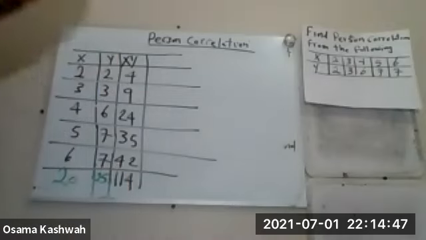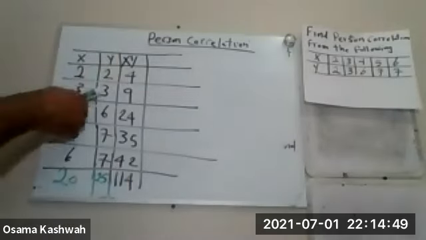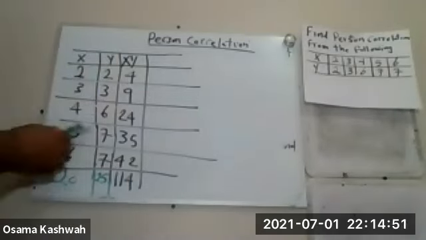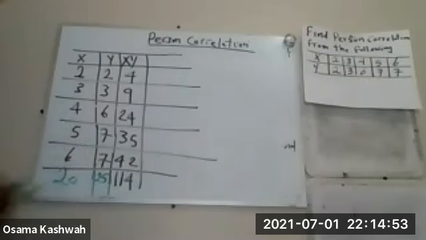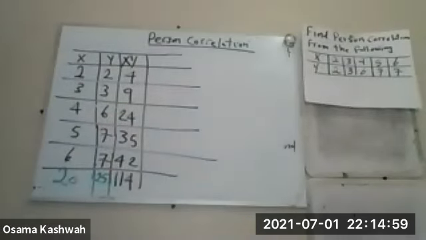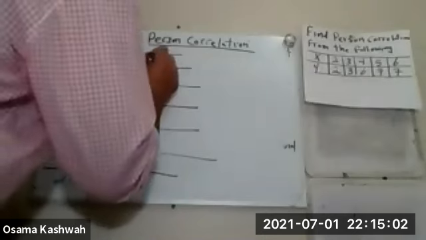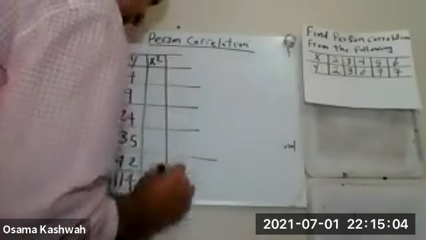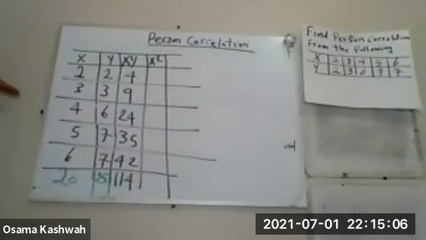25. Because when you see 2 and 3, 5 and 6, 11, 11 and 7, 18, 18 and 7, 25. Now, we will get another column. So the first column we did today is xy. Then we will do another column which is called x squared.